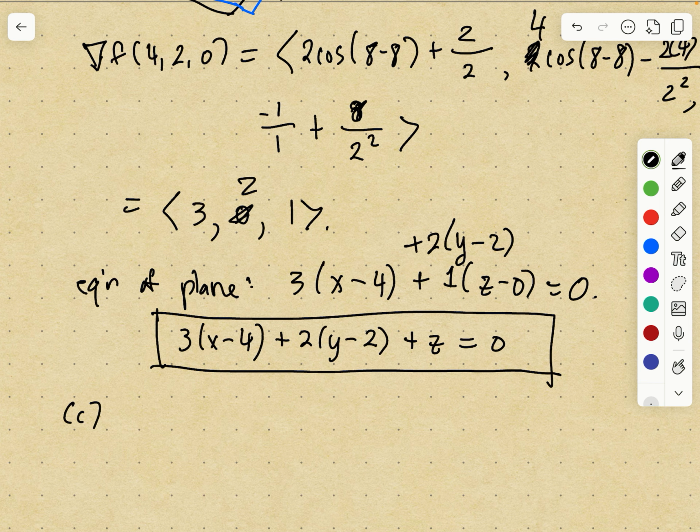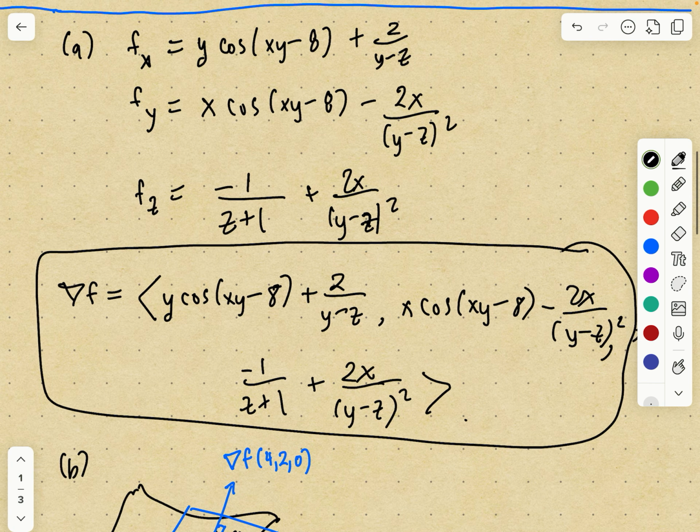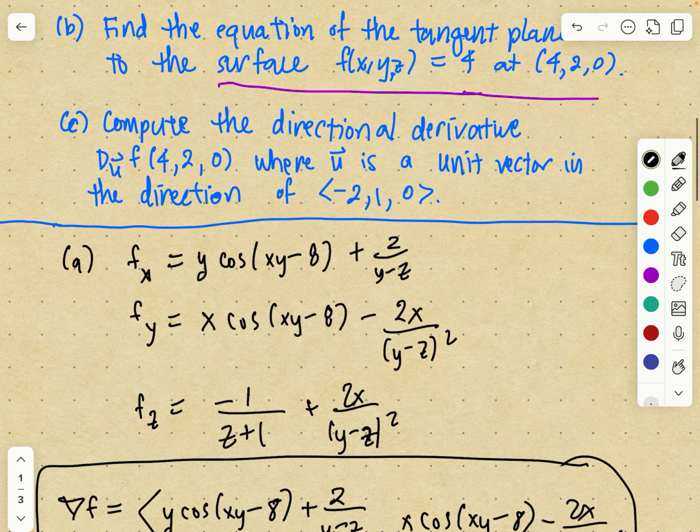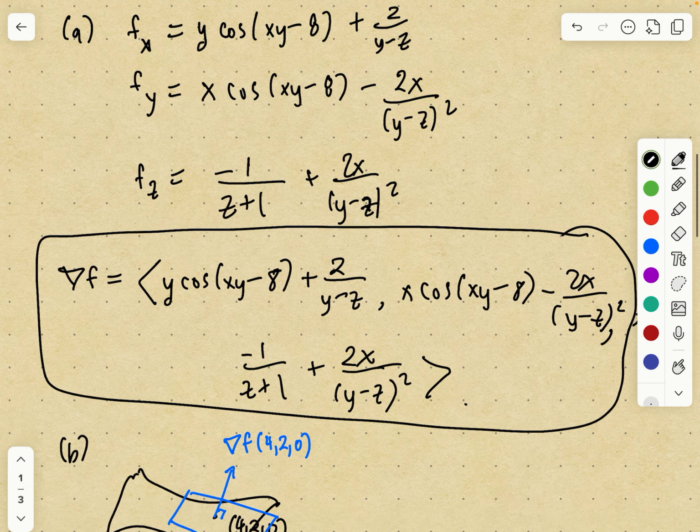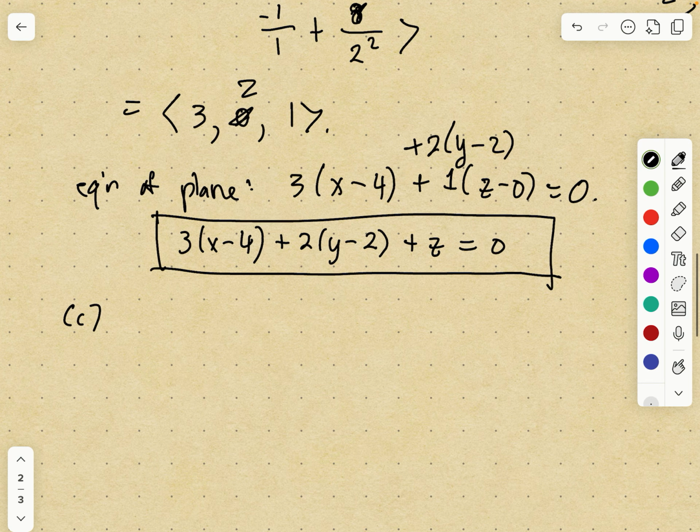Okay, part C. Compute the directional derivative where u is a vector in the direction of negative 2, 1, 0. So negative 2, 1, 0 is not a unit vector. So let's figure out what the unit vector in the direction of negative 2, 1, 0 is. Well, to do that, you divide by the length, right?